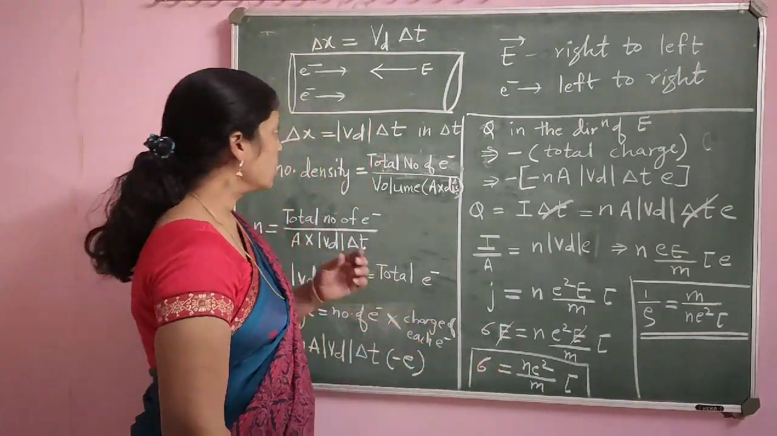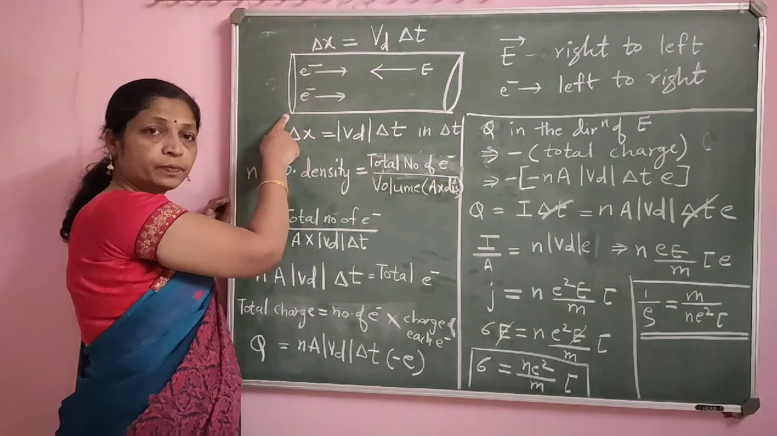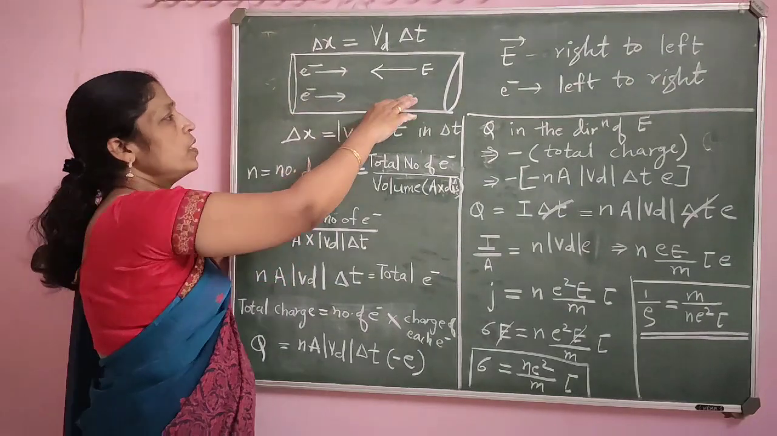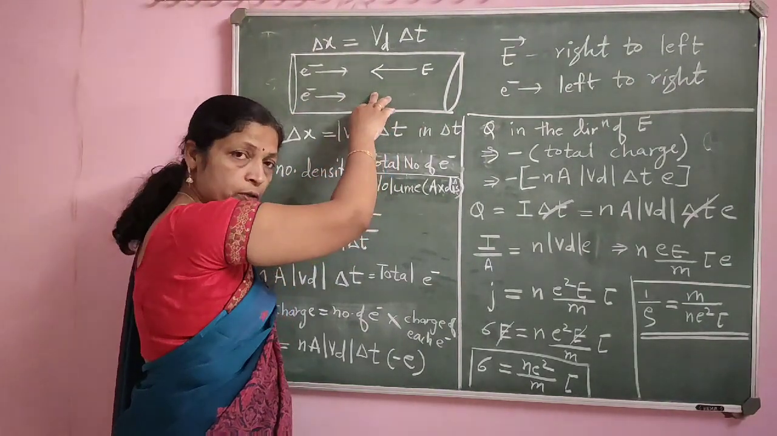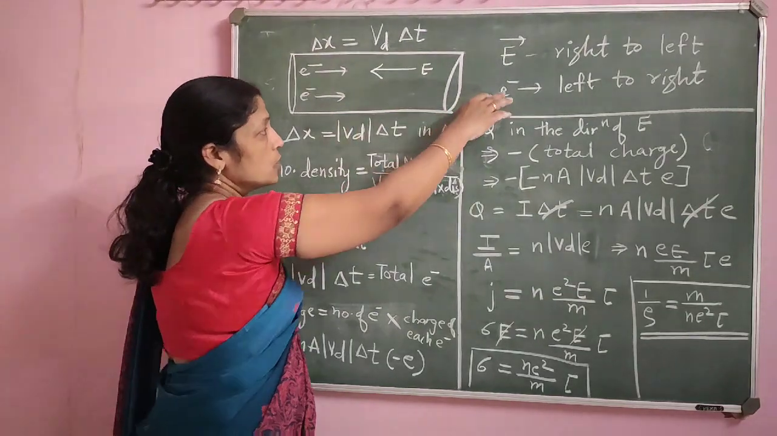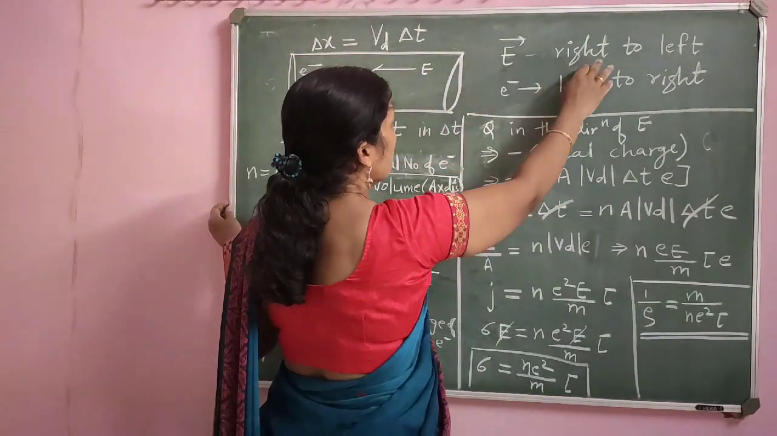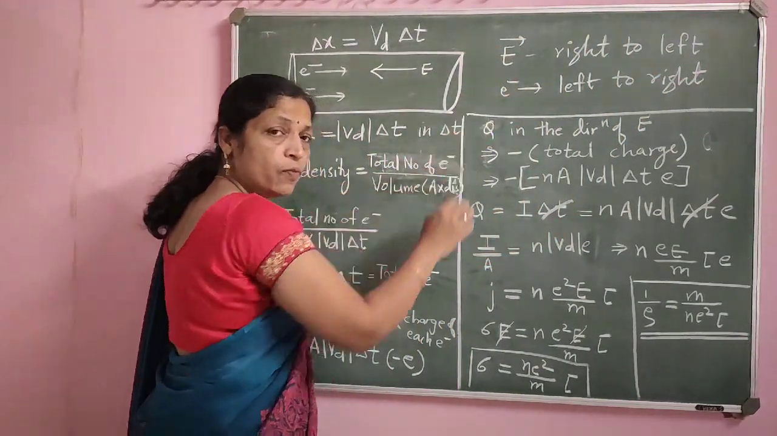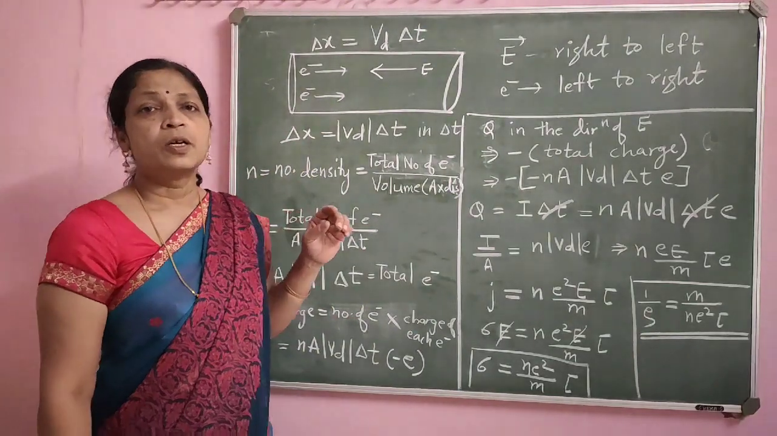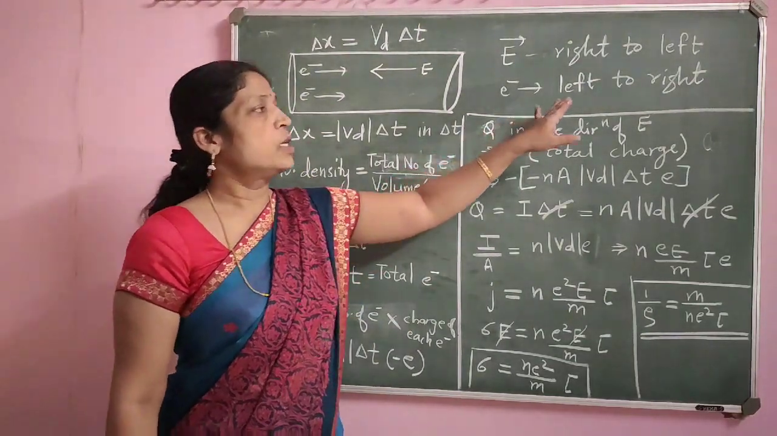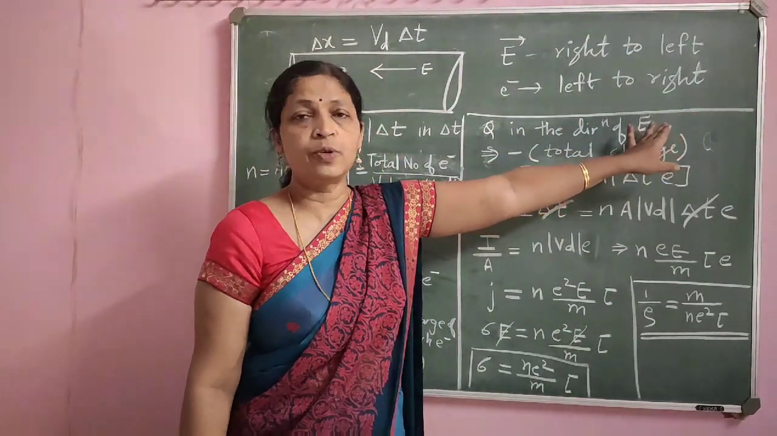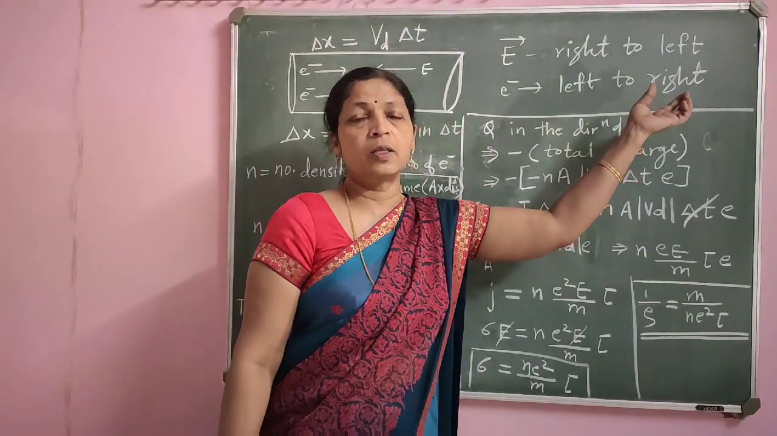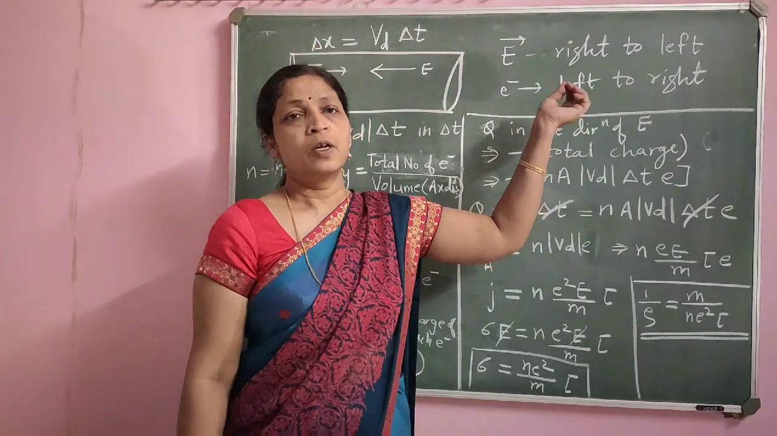For this derivation, let us start with a conductor. A conductor is taken and we are applying an external electric field. For this conductor, the direction of the external electric field is from right to left. As we know, the electrons move in the direction opposite to the external electric field, that is from left to right. The reason I told you many times: the electric field direction is from positive to negative and the electrons move towards the positive end, so it is opposite.